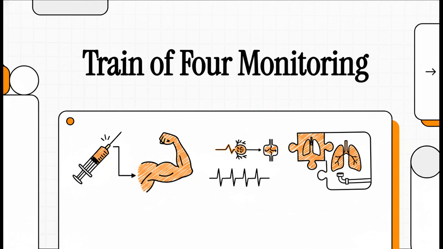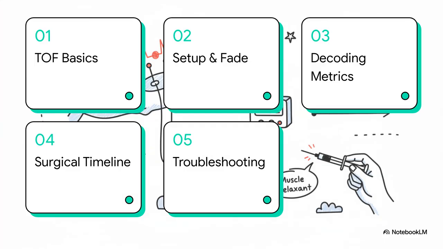So today, we're going to master the absolute best tool we have to solve that puzzle: Train of 4, or TOF monitoring. We've got a really great roadmap ahead of us today. We're going to cover the paralyzed patient problem and TOF basics, setup and the FADE, decoding the metrics, the surgical timeline, and we'll wrap up with pitfalls and troubleshooting.